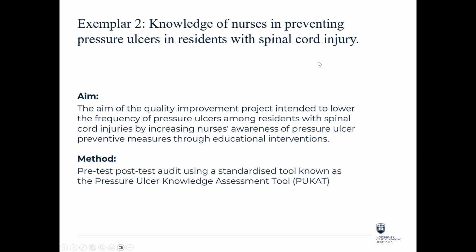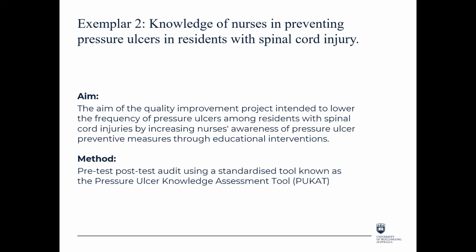All right. So example number 2 was on knowledge of nurses in preventing pressure ulcers in residents with spinal cord injury. The aim of their quality improvement project was to lower the frequency of pressure ulcers among residents with spinal cord injuries by increasing nurses' awareness of pressure ulcer preventive measures through an educational intervention.